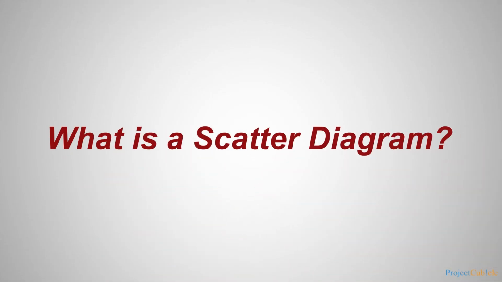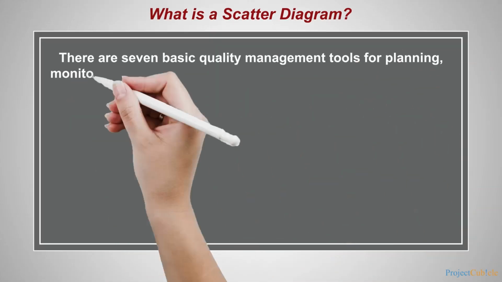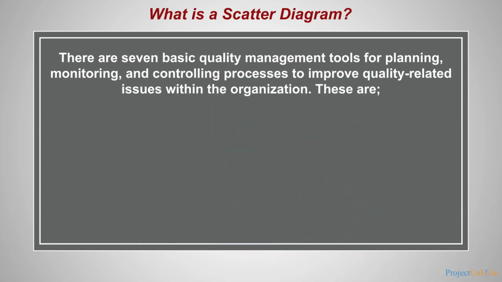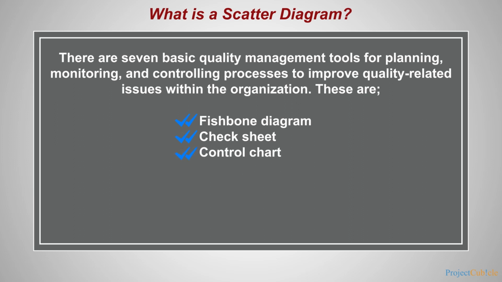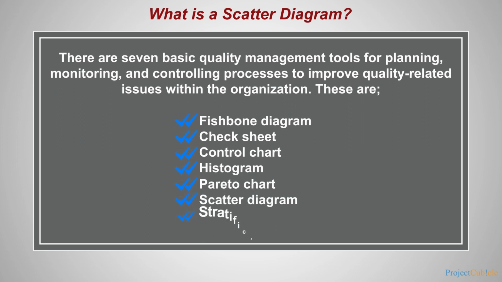What is a scatter diagram? There are 7 basic quality management tools for planning, monitoring, and controlling processes to improve quality-related issues within the organization. These are: fishbone diagram, check sheet, control chart, histogram, Pareto chart, scatter diagram, stratification.